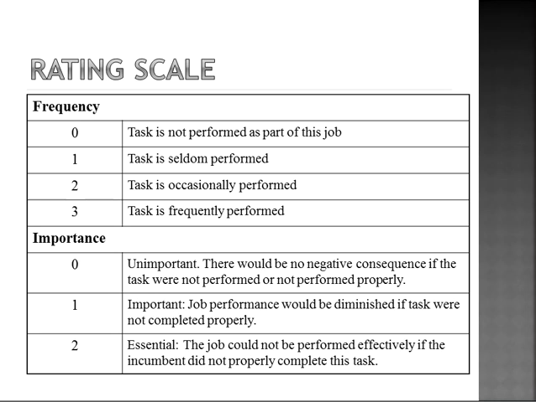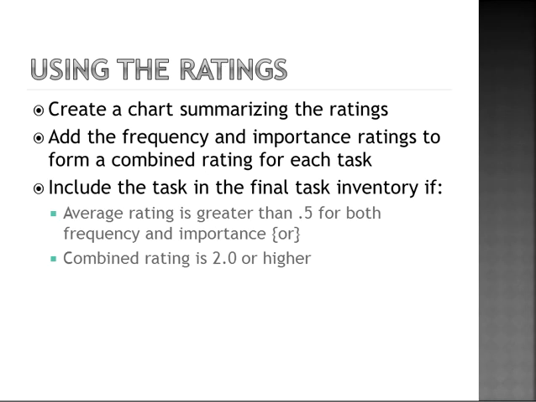So by using this scale, we can really get some idea of what the task statements hierarchy actually is by looking at the frequency and the importance. So using the ratings, we create a chart summarizing the ratings, add the frequency and importance ratings to form a combined rating for each task, include the task in the final task inventory if the average rating is greater than 0.5 for both frequency and importance, or combined rating is 2 or higher.